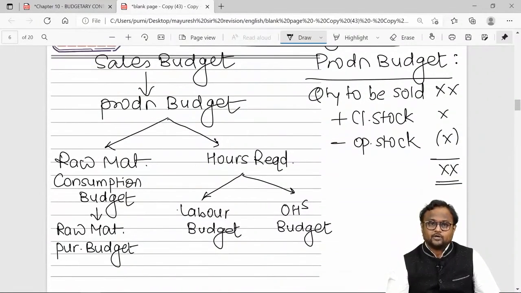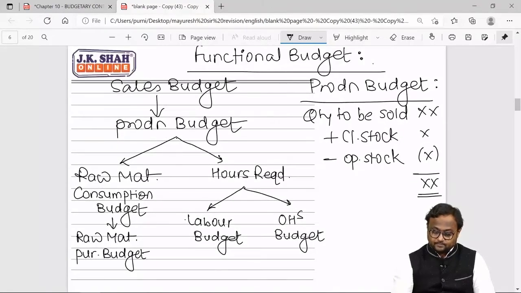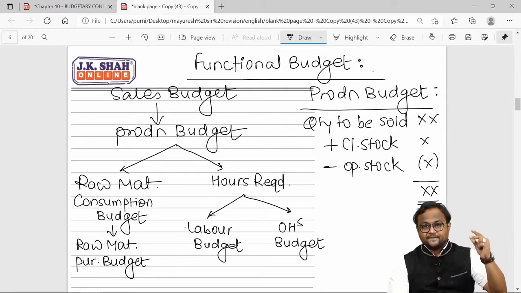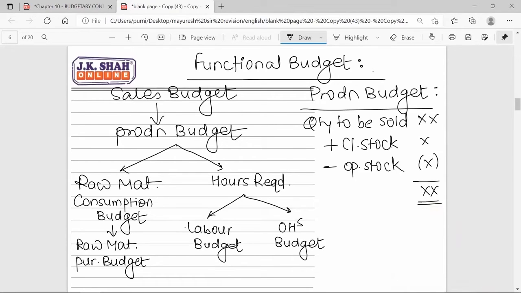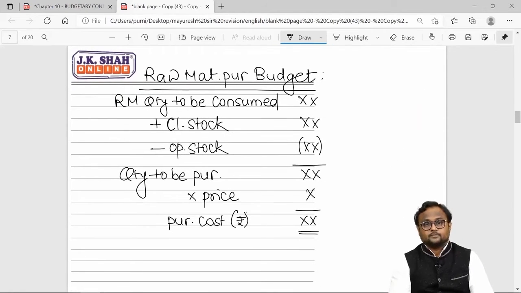First, you find out sales quantity, go for production by using this formula. Then you go for consumption, that will give you purchase. You go for hours required after production, that will give you labor as well as overheads budget. You can copy this down if you want, functional budget. Yes, now you can copy this part, raw material purchase budget.